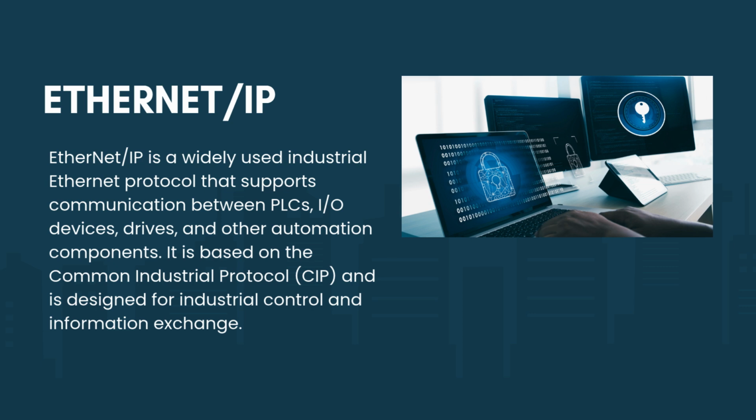Now let's look at two common protocols used in PLC communications. Ethernet/IP is a widely used industrial Ethernet protocol that supports communication between PLCs, input/output devices, drives, and other automation components. It is based on the Common Industrial Protocol, or CIP, and is designed for industrial control and information exchange. Ethernet/IP is common in industrial automation because it supports efficient communication across network devices. However, like any communication protocol, it must be used securely.